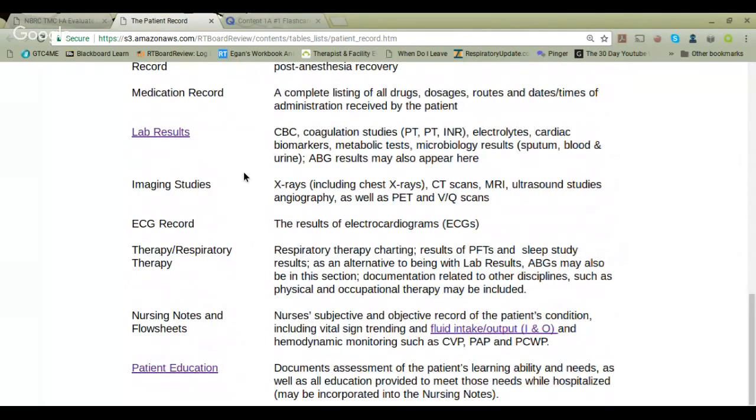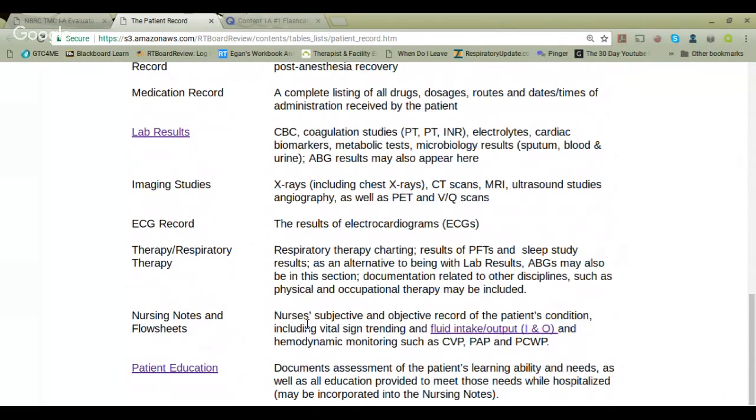Imaging studies. X-rays, including chest X-rays, CT scans, MRI, ultrasound studies, angiography, as well as PET and VQ scans. ECG record, the results of ECGs. Therapy or RT respiratory therapy charting, results of PFTs and sleep study results as an alternative to being with lab results. ABGs may also be in this section. Documentation related to other disciplines such as physical and occupational therapy may be included.